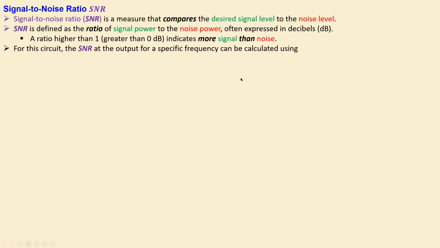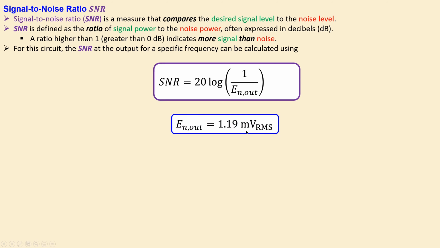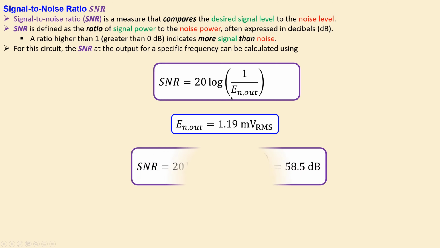Now for this circuit, the SNR at the output for a specific frequency can be calculated using this formula. And again, that will give you values directly in units of decibels. Now we have calculated this 1.19 millivolts RMS for our output noise voltage, and if I now just substitute the value in here, you will get 58.5 dB, and we will check this also in our simulation.